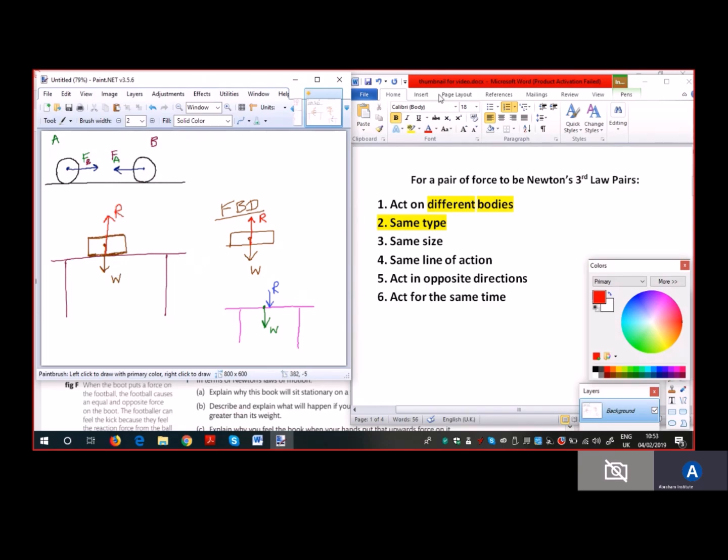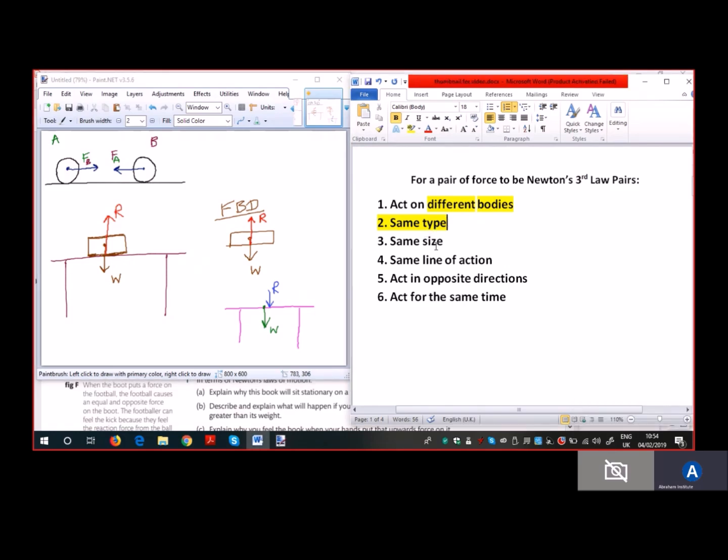Now if it's a Newton's third law pair, the first thing is they act on different bodies. Now are these two forces acting on different bodies? No. If you consider the book, both forces are acting on the book. So clearly it's not a Newton's third law pair. And also, are they the same type? Is R the same as W? R is the normal contact force. W is the weight of the book. So these are different types of forces. So I'll write same type.